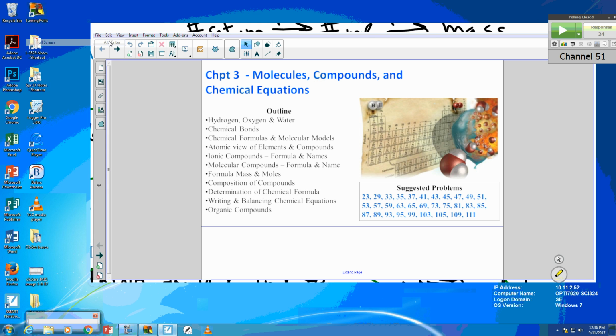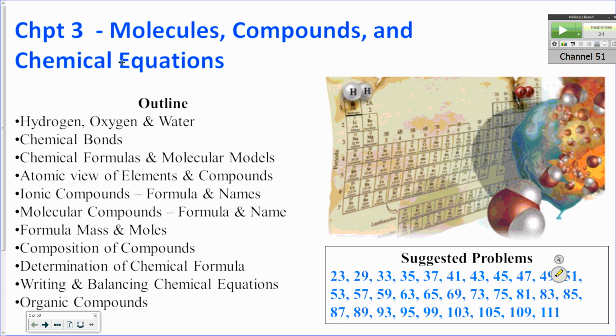All right, so looking at chapter 3, the topics we're talking about in chapter 3 is now start putting atoms together. We're going to make molecules, compounds, and we're going to start trying to figure out chemical equations to relate those. So we're going to start by looking at hydrogen and oxygen and how it combines to make water. We're going to define some of the different types of chemical bonds. We're going to look at formulas for chemicals and molecular models that we can represent those with. And then when we start looking at those at an atomic view, how we can do representations with those.